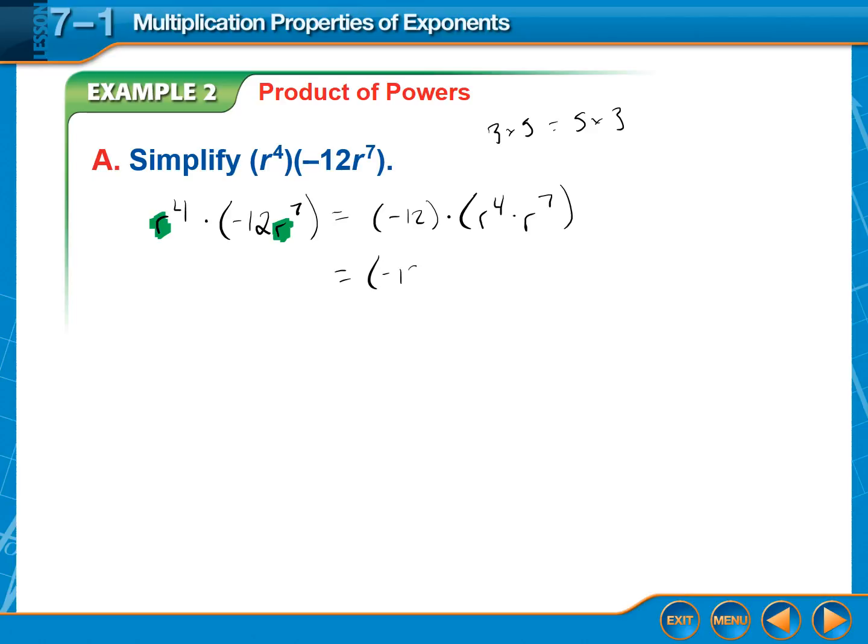So that leaves me with negative 12. And what we just saw was that when I have the same base, r to the 4th times r to the 7th, I can add those powers together to give me the total number of r's that I have. So 4 plus 7 is a total of 11. So r to the 4th times negative 12 times r to the 7th power is negative 12 times r to the 11th power.